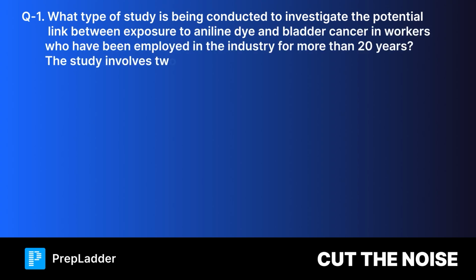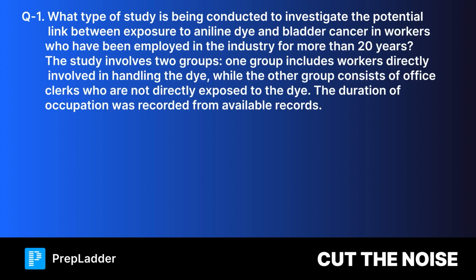Question 1. What type of study is being conducted to investigate the potential link between exposure to aniline dye and bladder cancer in workers who have been employed in the industry for more than 20 years? The study involves two groups. One group includes workers directly involved in handling the dye, while the other group consists of office clerks who are not directly exposed to the dye. The duration of occupation was recorded from available records.